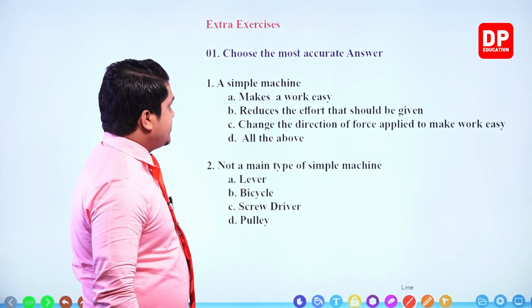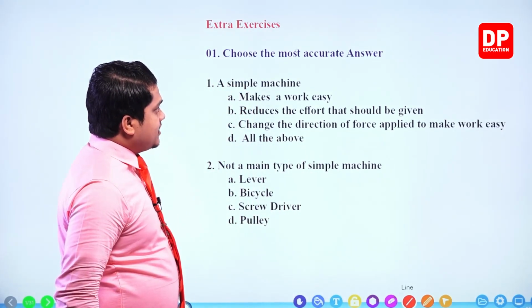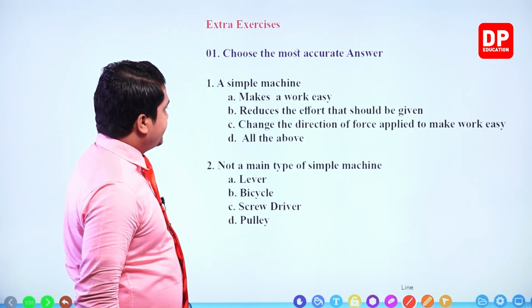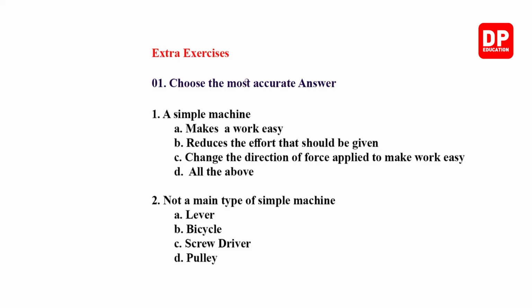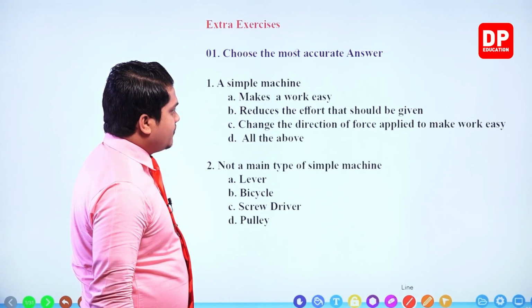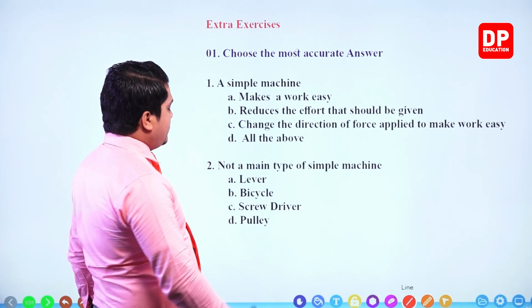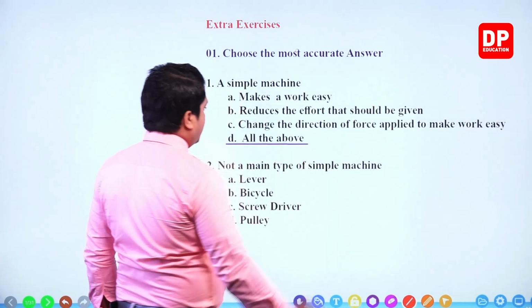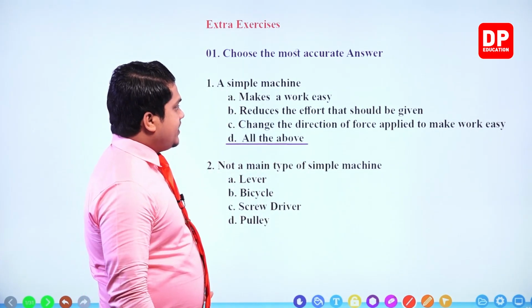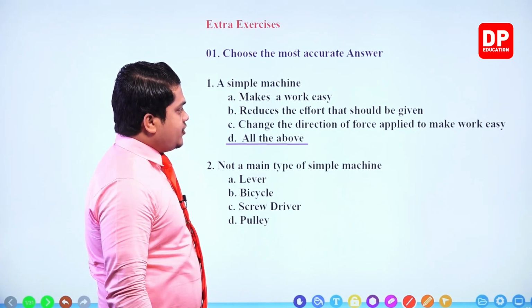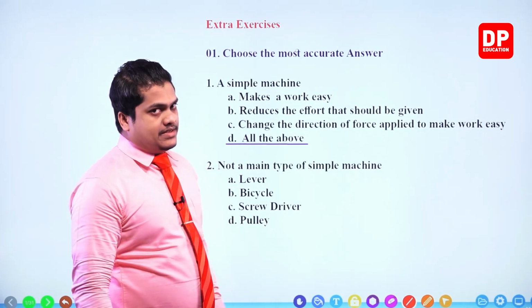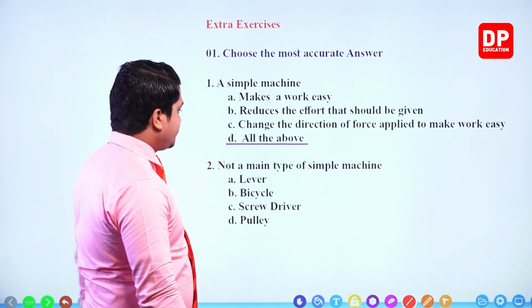The first type of question: you have to choose the most accurate answer out of the options given here. Number 1, a simple machine makes work easy. Correct. Reduces the effort that should be given. Correct. Changes the direction of the force applied to make work easy. Once again, correct. So it makes the work easy, it reduces the effort, and it also can change the direction of the force applied to make work easy. So all of these things are correct.